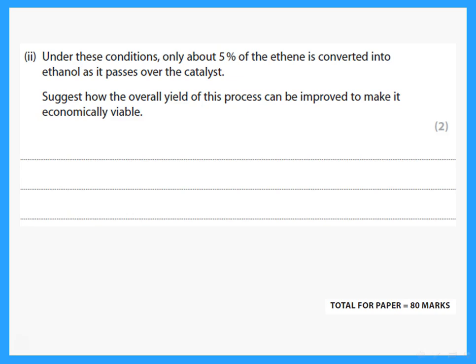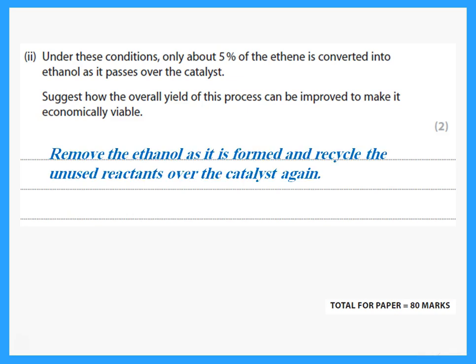Remember that if we have this kind of reaction, we usually remove the product as it is formed. So I remove the ethanol as it is formed. This forces the reaction to go forward. And I recycle any unused reactants. So I take the unused reactants and pass them again over the catalyst to be reused.